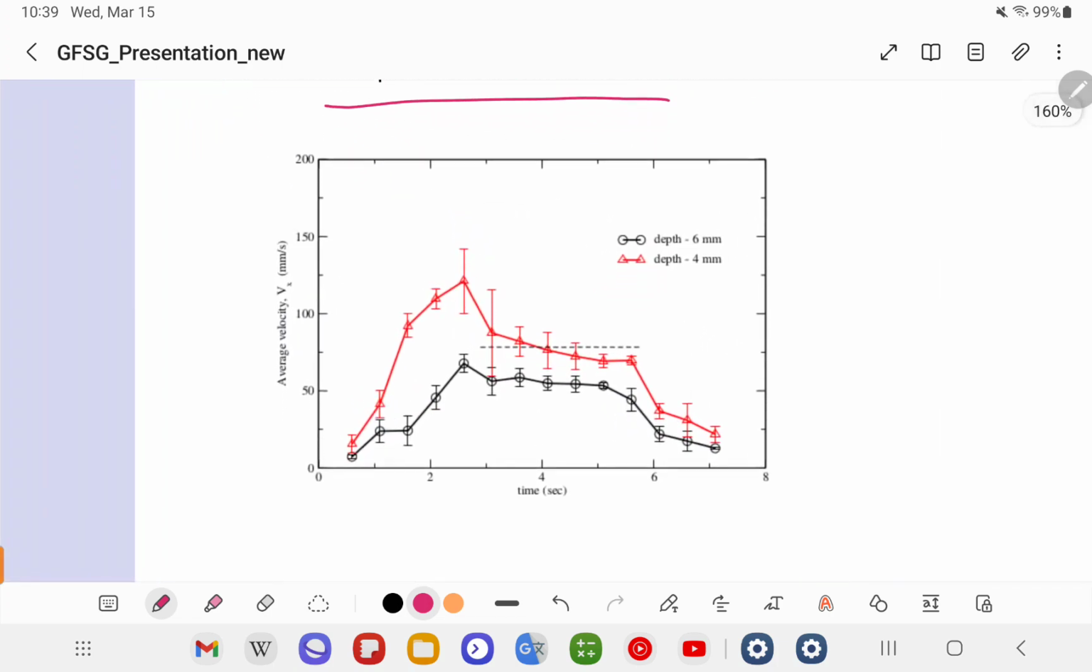Now you can see a sample. In average velocity versus time, the red graph indicates the depth of 4 millimeter and the black one indicates the depth of 6 millimeters. And the error bar indicates the standard deviations. So this gives a better idea to the reviewer what kind of work is done.